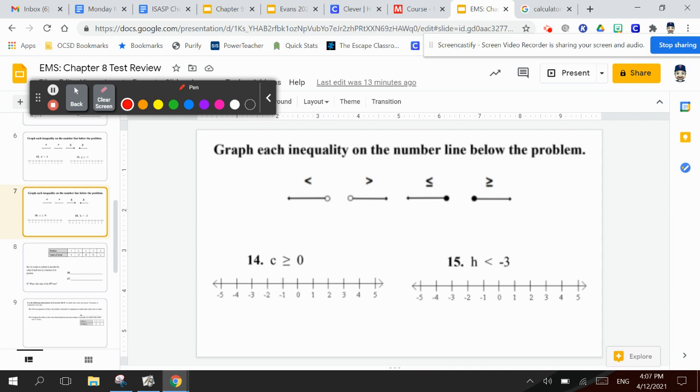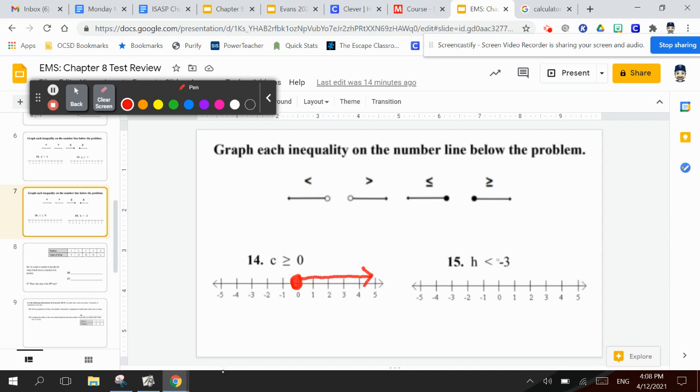On number 14, c is greater than or equal to 0. So again, I go to 0. I put my circle. I look at my inequality. It's got a line underneath. That means that it needs to be shaded in. And I'm looking at all numbers greater than 0, which would be pointing to the right.